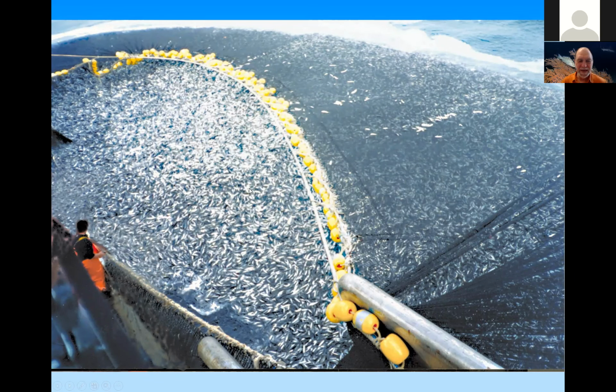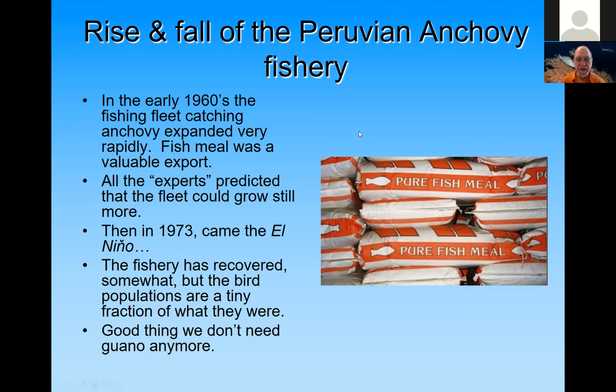And so the fleet catching anchovy expanded very rapidly. Instead of using the anchovy directly as a foodstuff, it was ground up and processed to make fish meal. Fish meal is a protein and nutrient-rich powder-like substance. It's used as part of animal feed. Some parts of it are used in production of things like margarine, so you can buy margarine that's based off fish meal or fish oil. And it became a very, very valuable commodity in the late 1960s and early 70s.